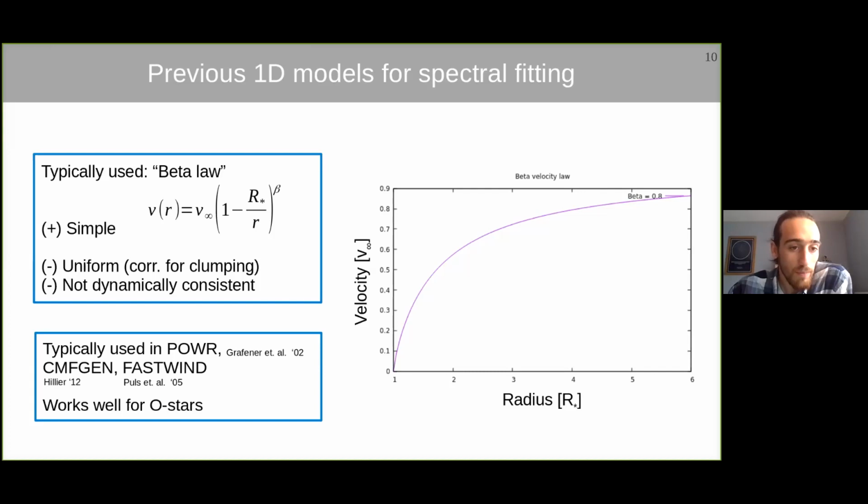So the beta law is very simple, but there are some minus points to it: first of all it's spherically symmetric, and it's also uniform. However, some codes can correct for clumping. We still don't have any real structure in these beta law winds. So these are the models that are typically used in codes such as PoWR, CMFGEN and FASTWIND. Although these work very well for O stars, for Wolf-Rayet stars, we know that the winds are actually not described by a beta law.